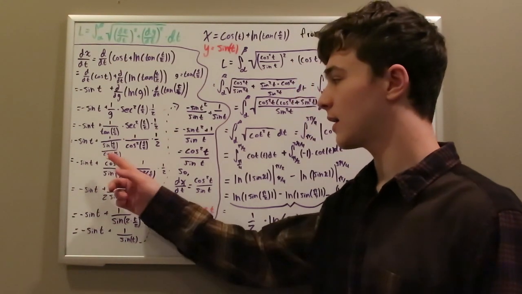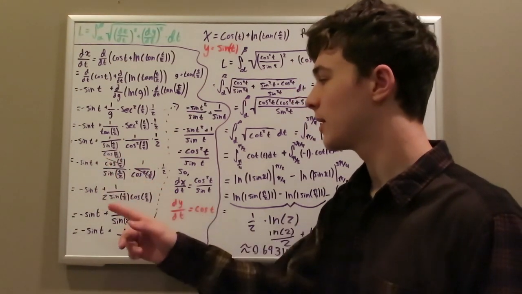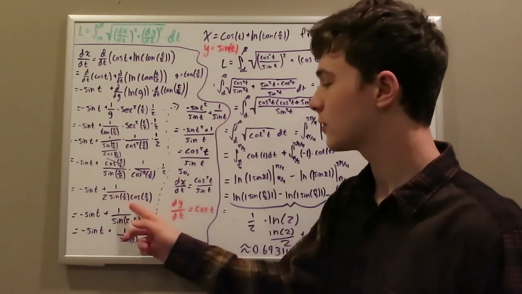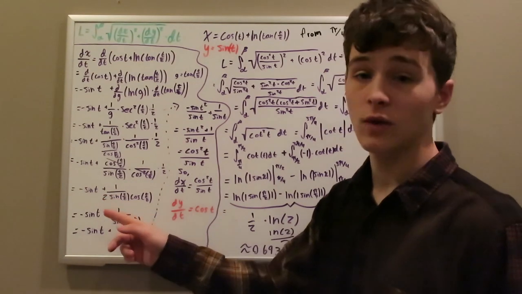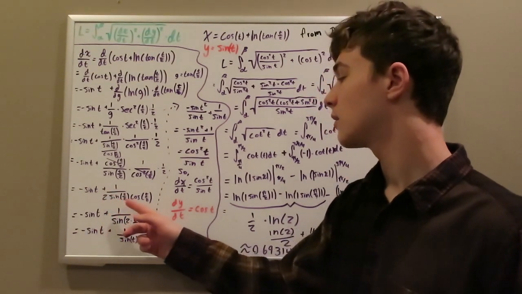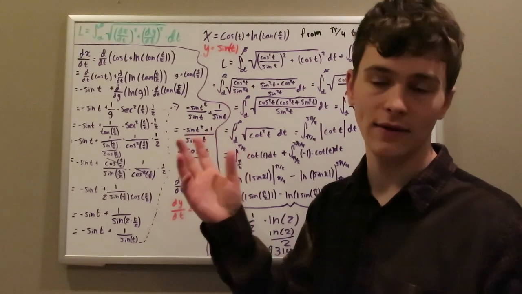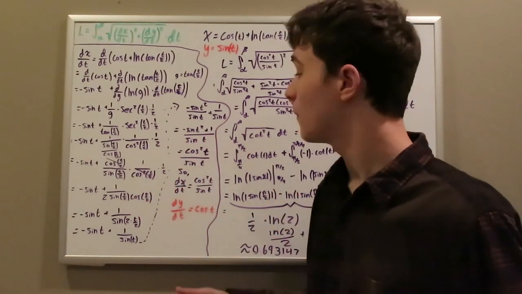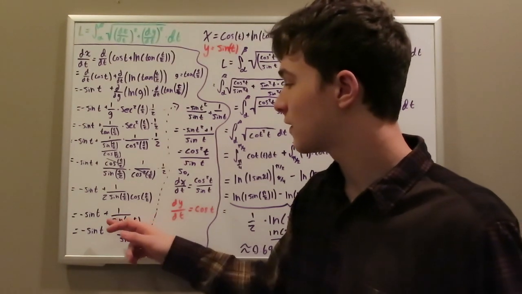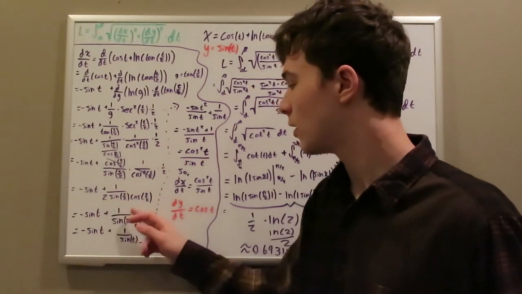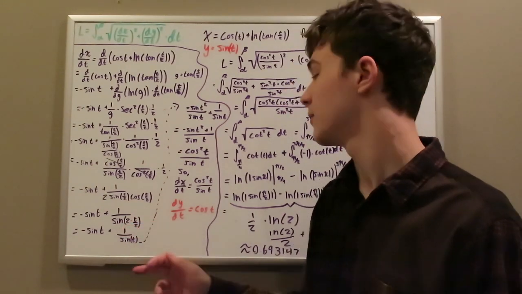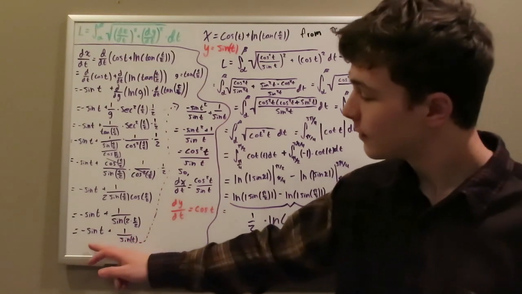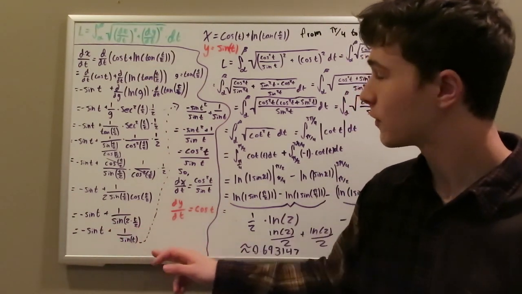And from here, you can cancel out a cosine, so you get negative sine t plus 1 over 2 sine t over 2 cosine t over 2. And when you see 2 sine of something and then cosine of the same thing, you know that's another trig identity, and that's really important. So what you can do here is say negative sine t plus 1 over sine, and this is where the trig identity comes in handy, 2 times t over 2. So then you get negative sine t plus 1 over sine t.